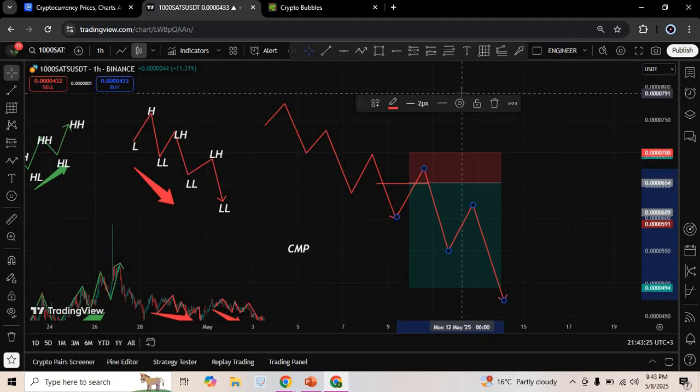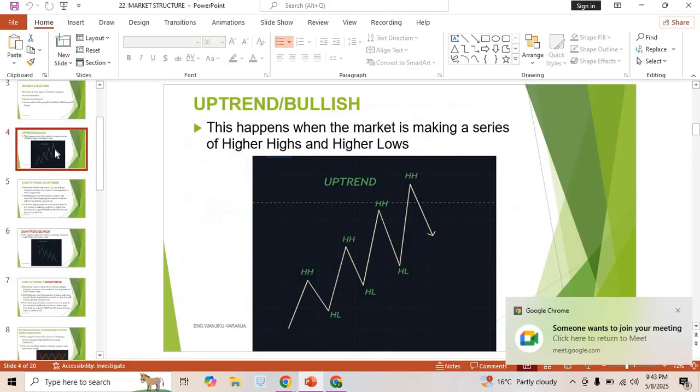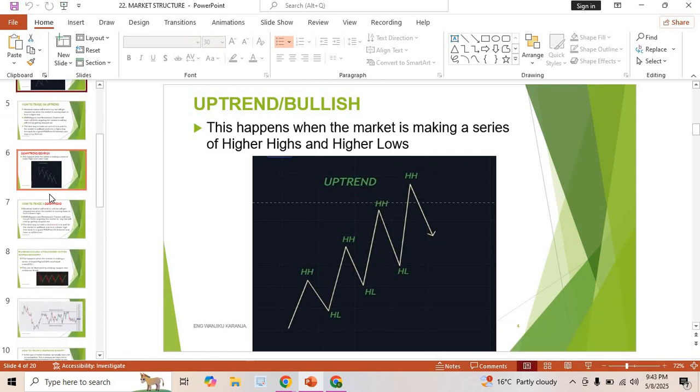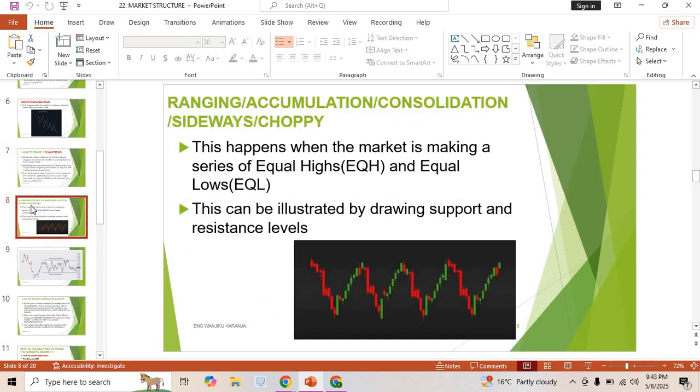So that's the best way to trade an uptrend and the best way to trade a downtrend. So we have looked at an uptrend, we have looked at a downtrend, we've looked at the best way to trade an uptrend and the best way to trade a downtrend. But remember, we said there are 3 types of market structures. So let's go to the third type of market structure.